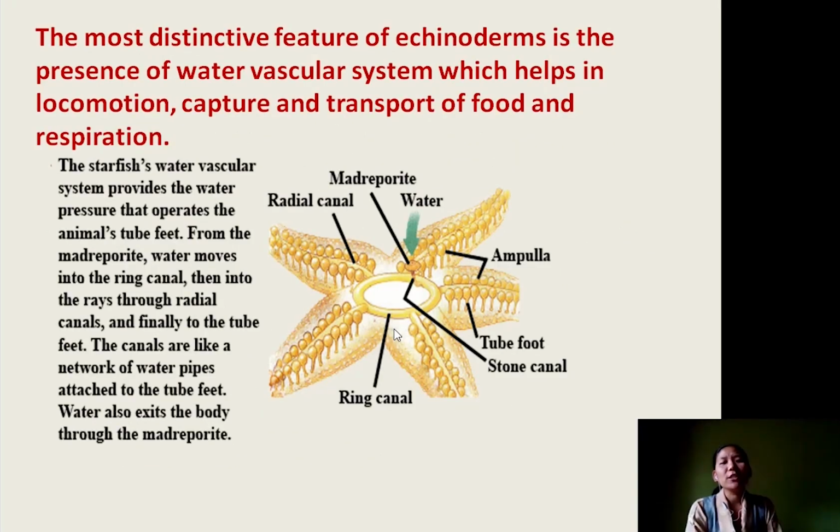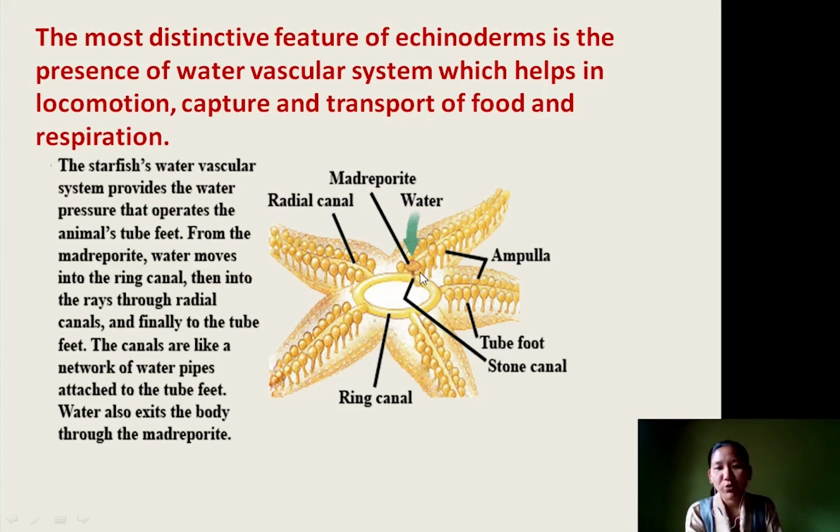One of the important distinct features you find in this group is the presence of the water vascular system. This water vascular system helps in locomotion, capture and transport of food, and respiration. Here you find the five arms of the starfish. We have taken the example of the starfish or sea star. There are a number of openings through which water enters, and the water pressure helps them perform these functions. Let us look at this pore, called the madreporite.